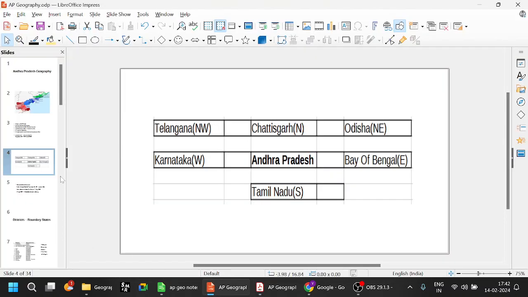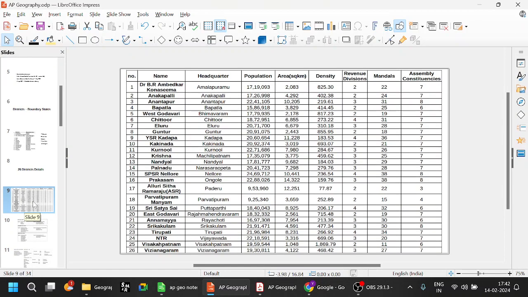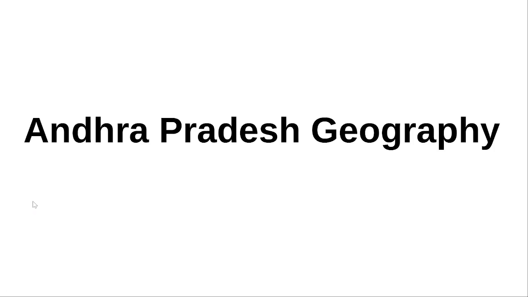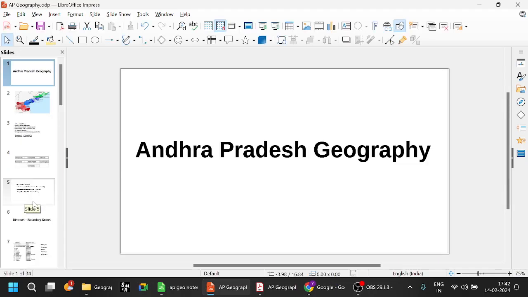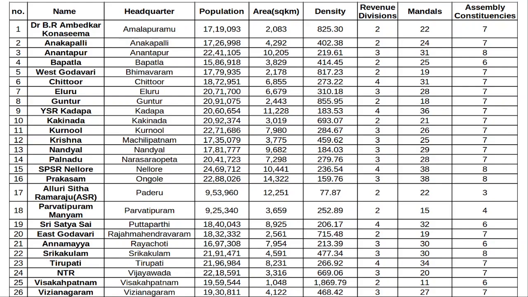So you have to remember all the 26 districts. Okay, this is the master sheet. Just a minute, please. Okay, you can note down. You can pause the video and note down all this. It's very important. So you have 26 districts. Okay, Konaseema, Ambedkar, Anakapalli, Anantapur, etc., all the way to Vijayanagaram, Visakhapatnam. And you need to know what is the headquarter and what is the population. Of course, not everything, highest, lowest, we will look into that.